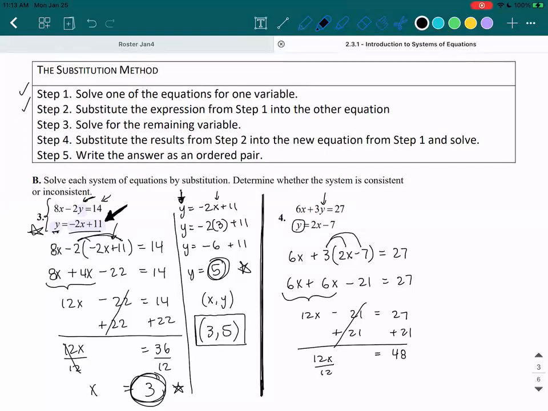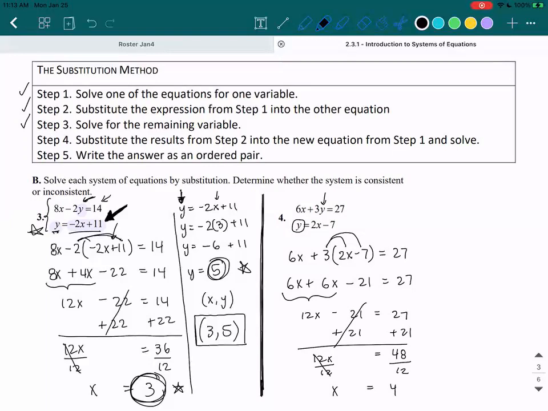Whenever you don't see a symbol in between here, that just means it's multiplying. So you get rid of that by dividing by 12. Because dividing and multiplying are opposites. Cancel, x is equal to 4. We're not done yet. That was just step 3.